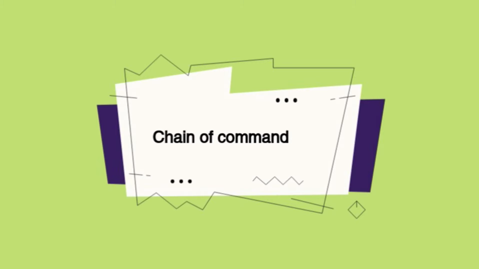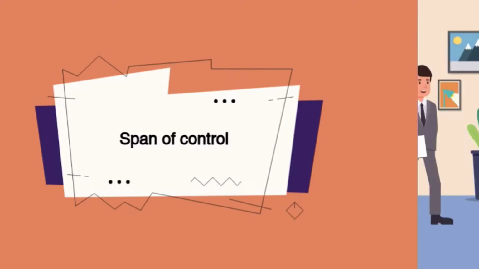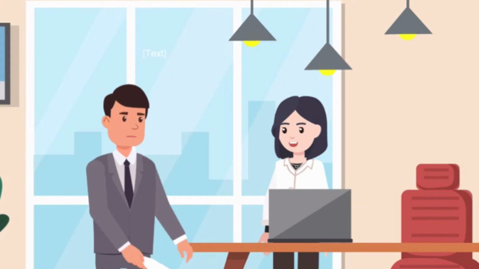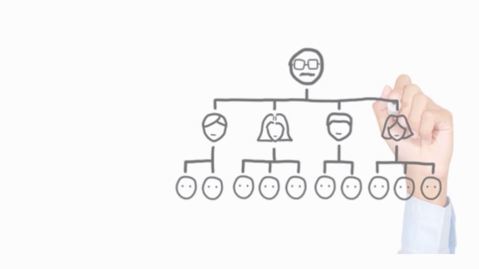Next is chain of command, the unbroken line of authority that extends from the top of the organization to the lowest and clarifies who reports to whom. The fourth one is the span of control. This refers to the number of subordinates a manager can efficiently and effectively direct.